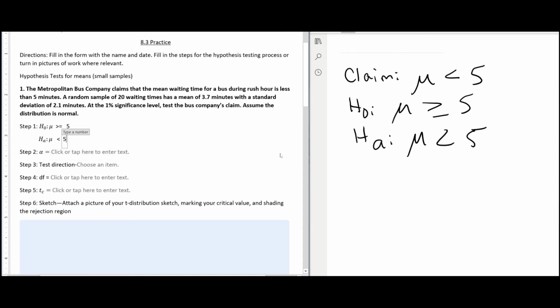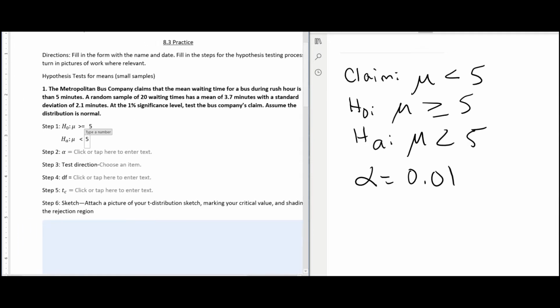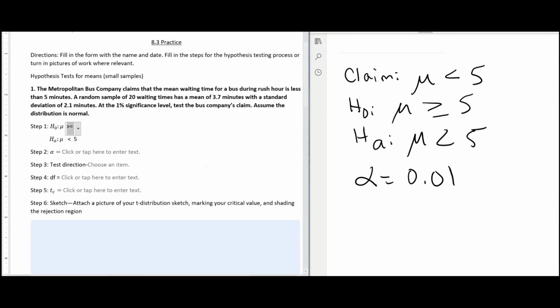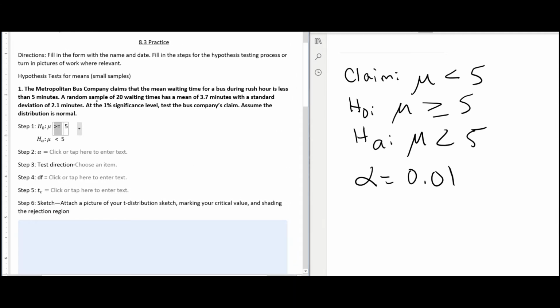Then step 2, remember for the t-test, step 2 is to figure out what your alpha is. So here the alpha is 1%, a 1% significance level, so it's 0.01. That's given right here.